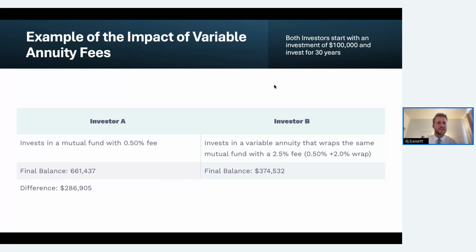So, big difference. Those fees can really pull down returns over time, especially when you have a longer term for some of these investments. This is obviously an exaggerated example of 30 years. You may only have a variable annuity for 10 years, but still, it's not an insignificant difference between the two.